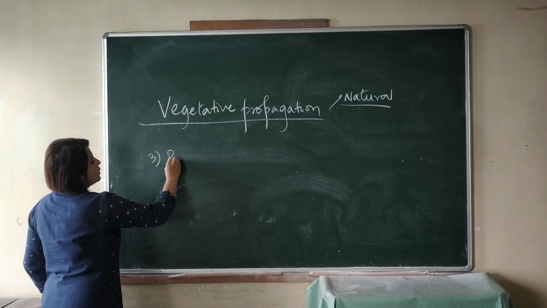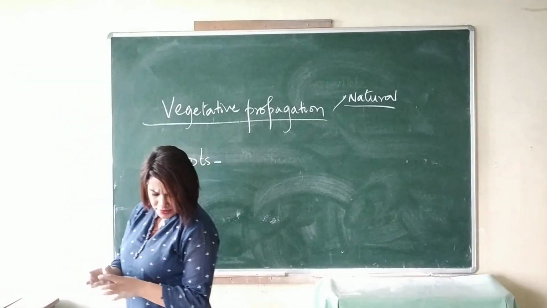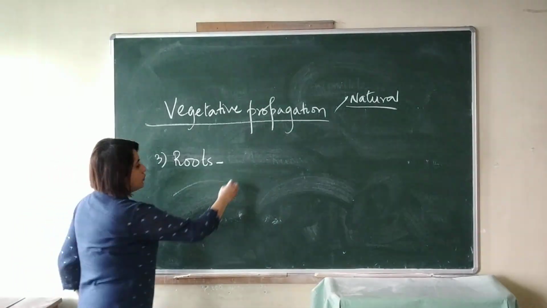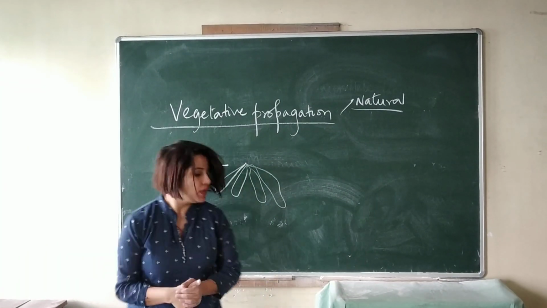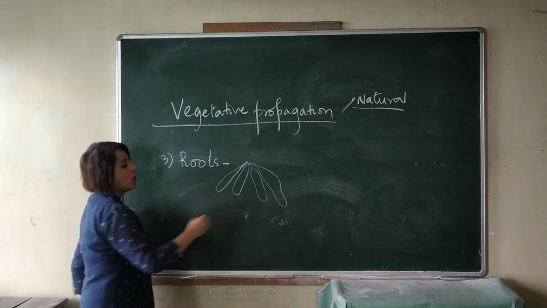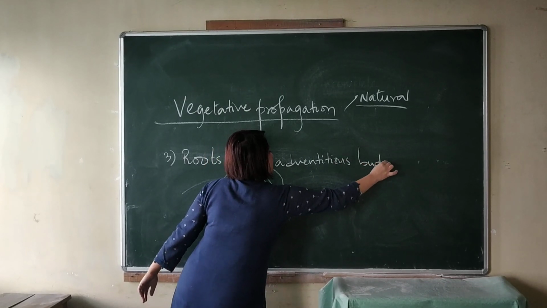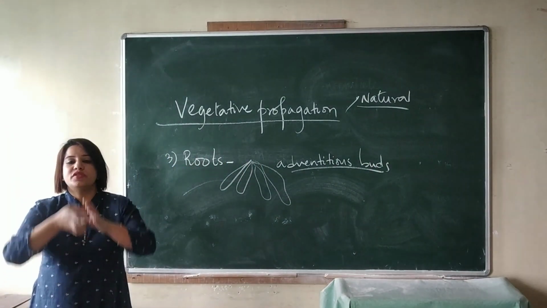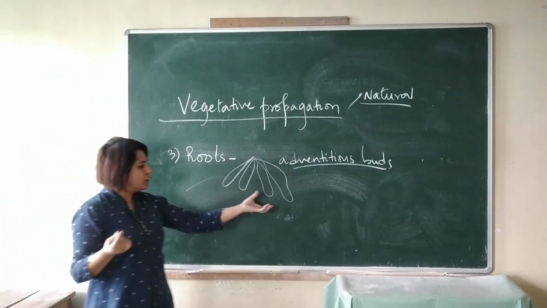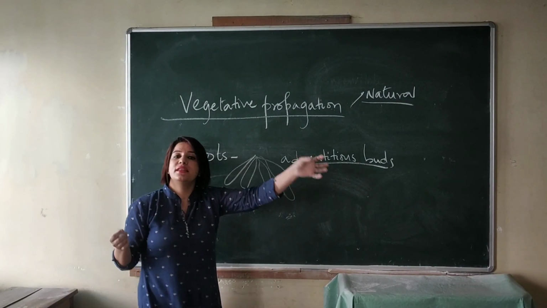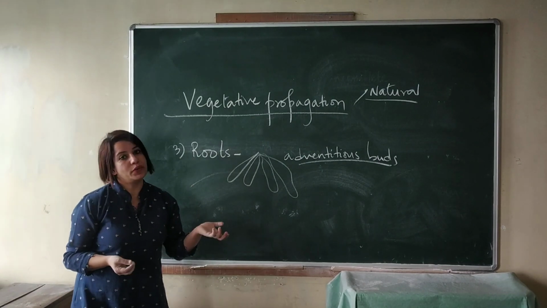The third one is with the help of roots. Some plants like dahlia, or sweet potato, have very thick roots which can be used. These roots produce buds which are known as adventitious buds. Suppose you go to someone's house and you see a beautiful dahlia plant, and you want to grow that dahlia plant in your house. You don't have to do anything. Just take the root of this plant and sow it in your house. A new plant will develop from it. So the third method is by using roots.